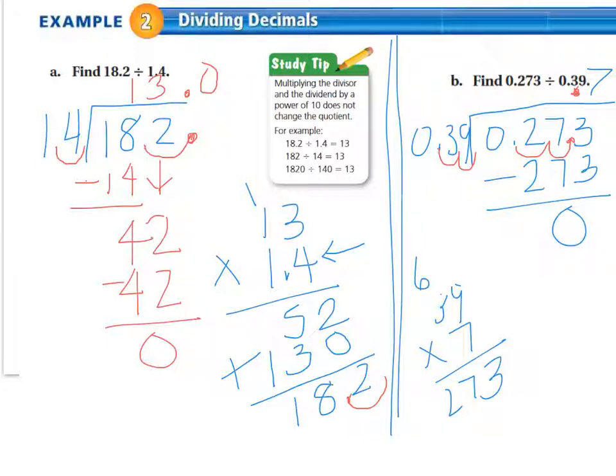So the quotient for this problem is 0.7, and I really should put a 0 in front of the decimal just to hold that place value, because a decimal is sometimes easy to overlook, and it may look like a 7 there if I don't have that decimal place there.